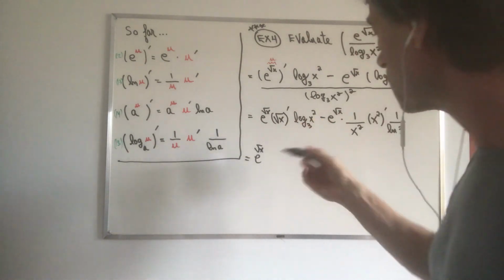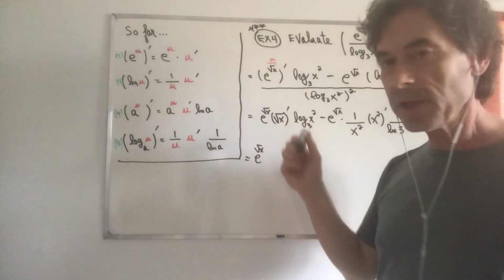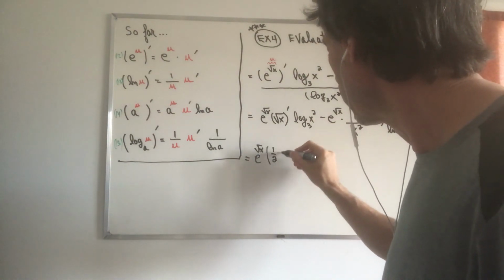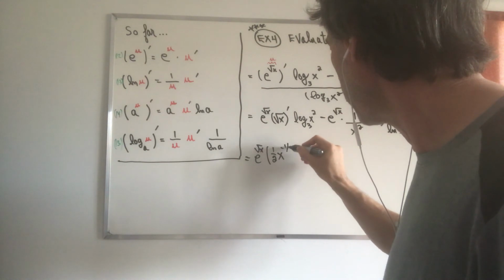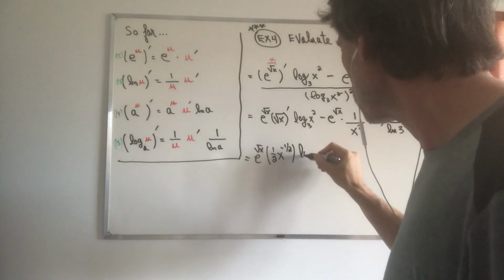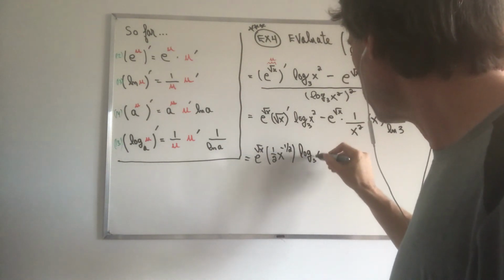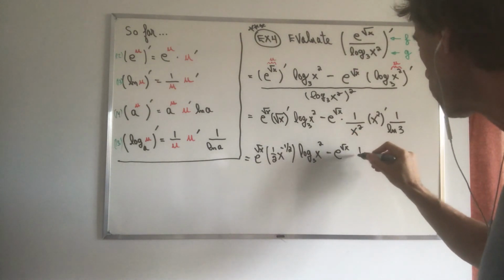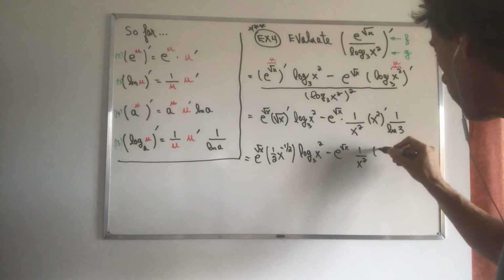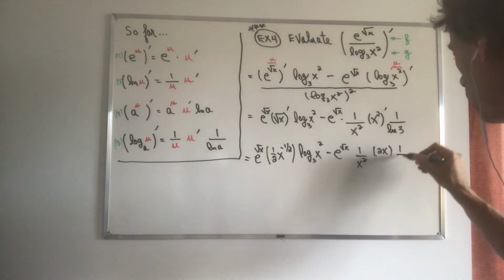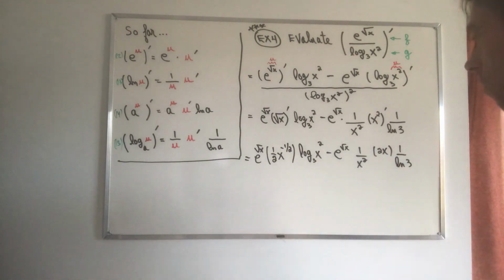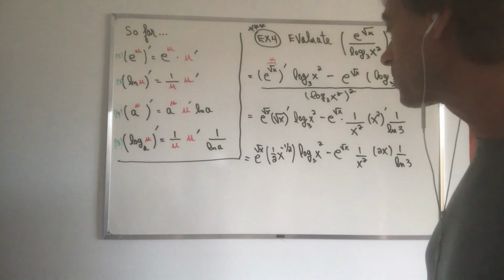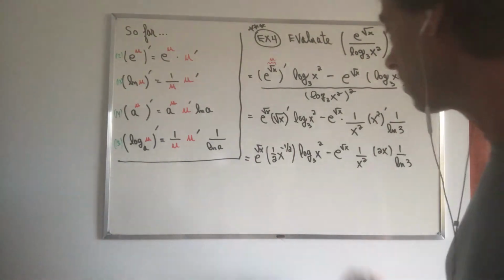What is this? Oh, we've seen this a million times. This is x to the 1/2, isn't it? So that is going to be 1/2 x to the 1/2 minus 1, so minus a half. Log base 3 of x squared minus e to the root x, 1 over x squared. The derivative of x squared is 2x, and 1 over ln 3. I really want to be neat. I should not keep negative exponents in the picture, so I'm going to get rid of that.